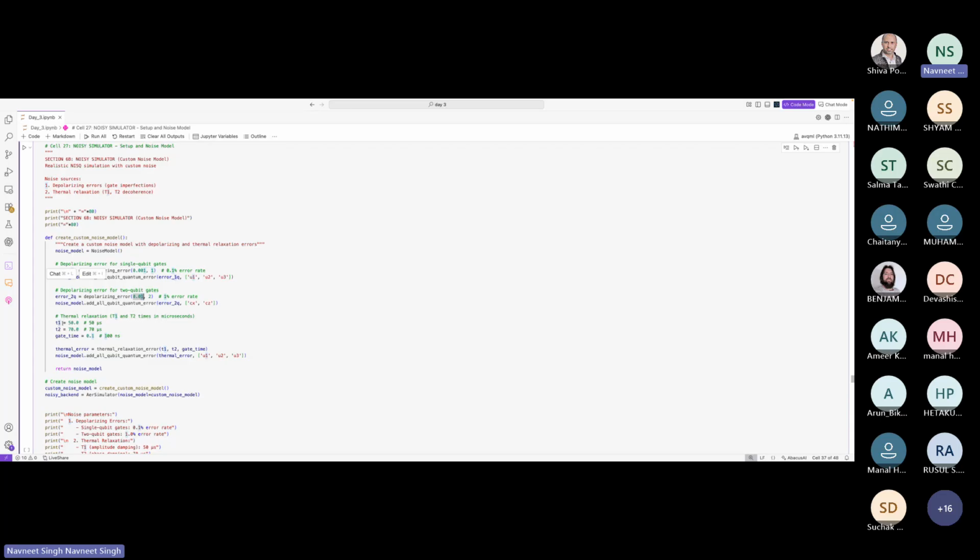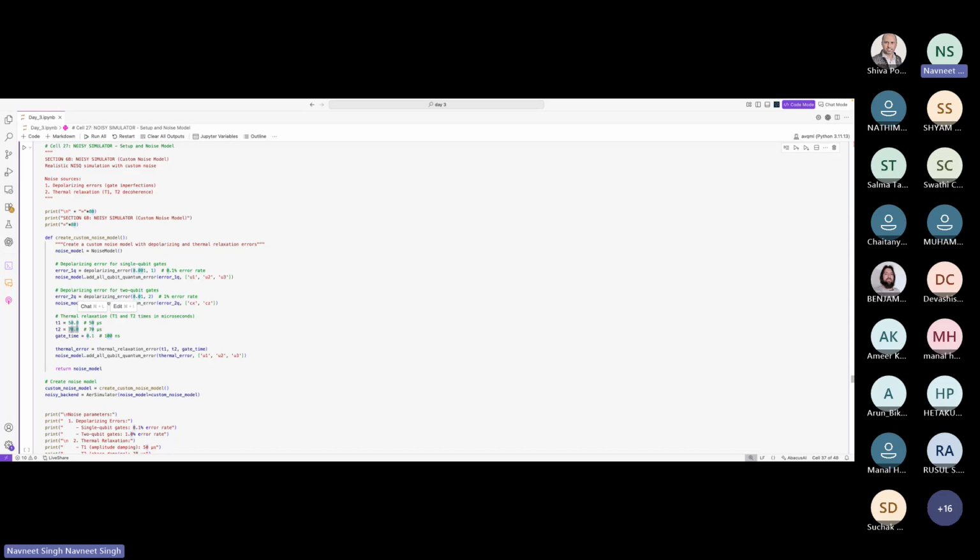And we set this T1 as thermal relaxation times, or I can say T1 and T2 times in microseconds. Sorry, or I can say nanoseconds, depending on how you say it. Here we are giving 50 microseconds, and if you increase it, it will further increase the noise error rate, making it more difficult to get better results.